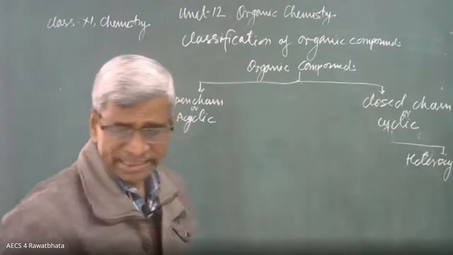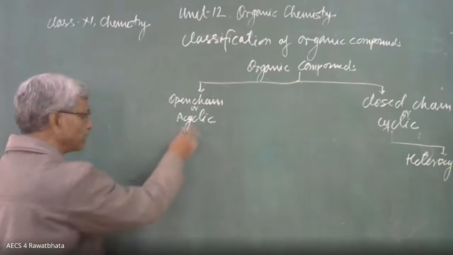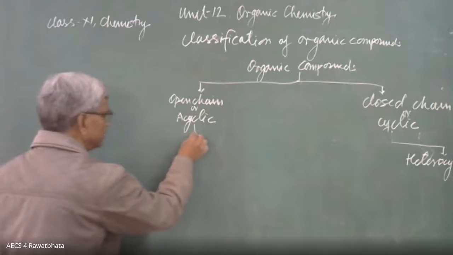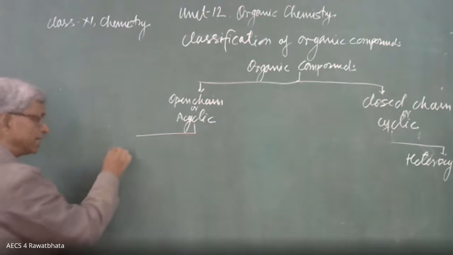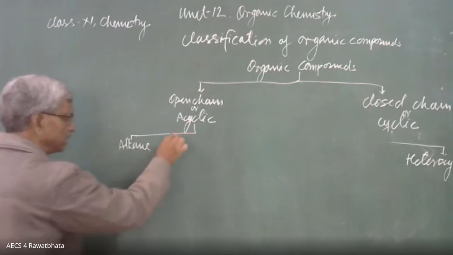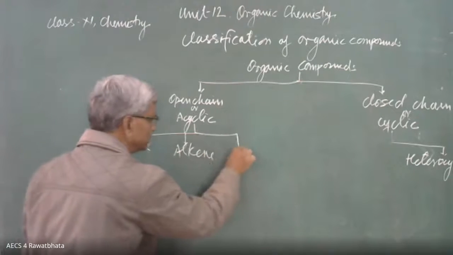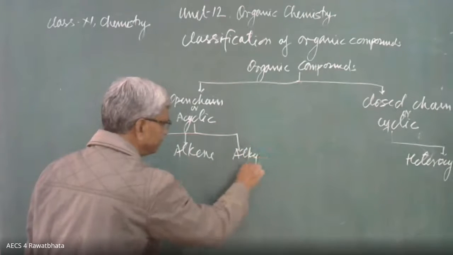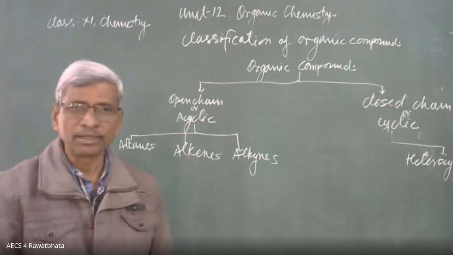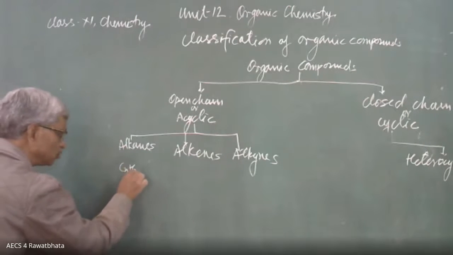And open chain, let me take this one again. Open chain compounds are where carbon atoms are present, but they do not make the carbon cycle. They are compounds like alkane, another type is alkene, and another type is alkyne. Alkanes, the general formula well known to you, CnH2n+2.